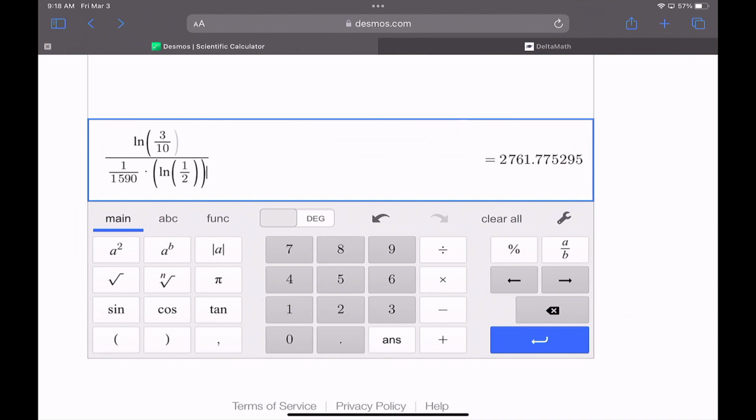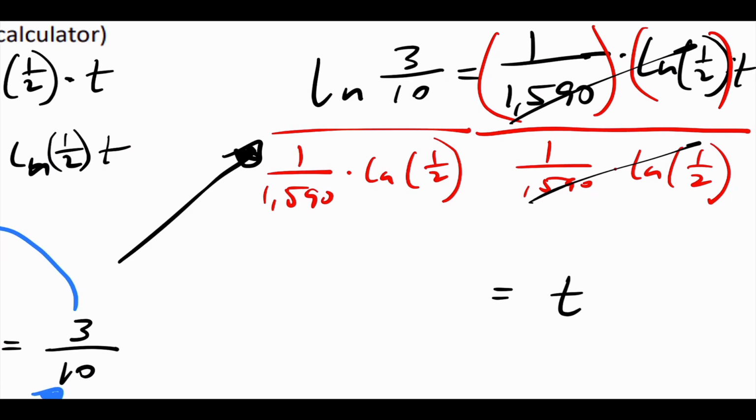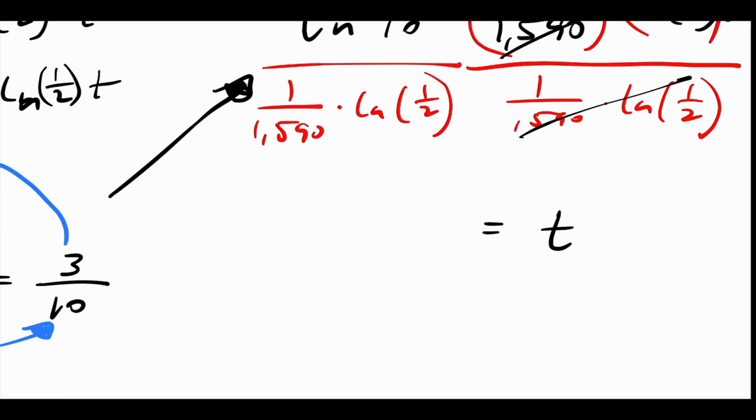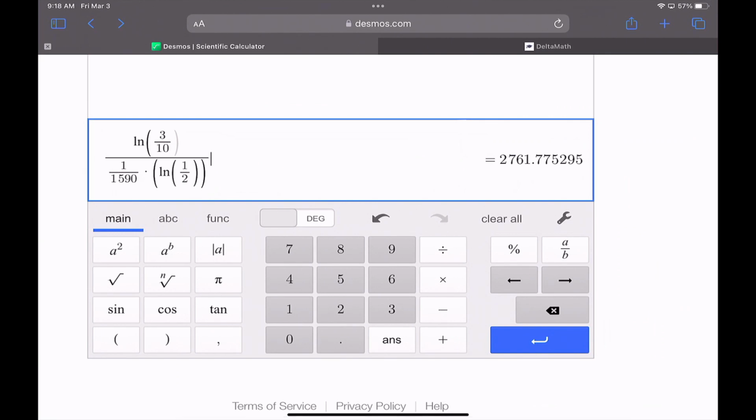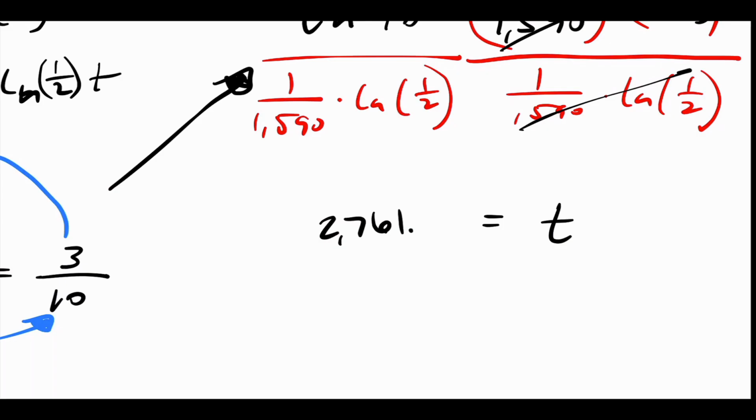Okay. So I get 2,761.775 years. Always go at least 3 decimals.